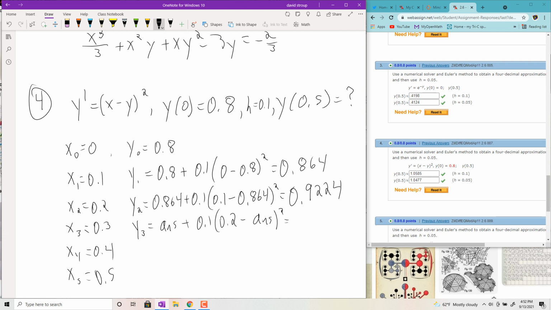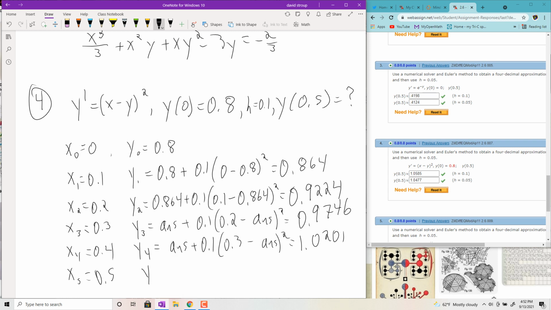y sub 3 is that previous answer plus 0.1 times now 0.2 minus the previous answer squared. So answer plus 0.1 times 0.2 minus previous answer squared. So 0.9746. Y sub 4. Again, the previous answer plus 0.1 times 0.3 minus the previous answer squared. It's almost like you could just go in here and edit in your calculator if your calculator is nice enough. So I'm getting about 1.0201.